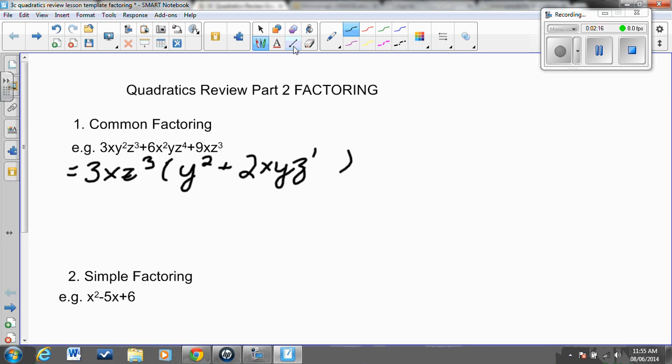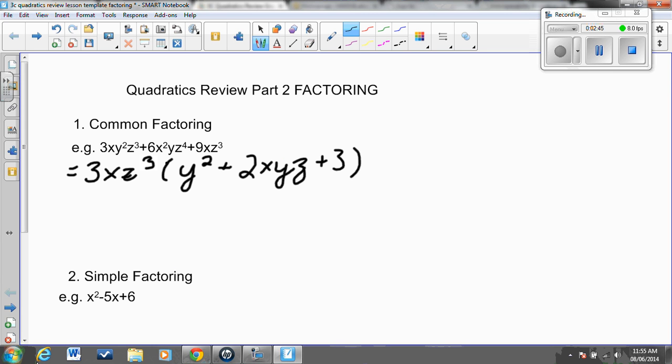The last term, I'm just going to give myself a little bit more room here. If I divide 9 by 3, I would get 3. So plus 3. X divided by x would be a 1, and z cubed divided by z cubed would also be a 1. So it's just plus 3. I want to double check when I'm done. I started with 3 terms up here, and I ended up with 3 terms in my leftovers bracket.